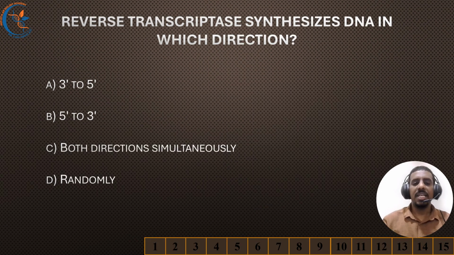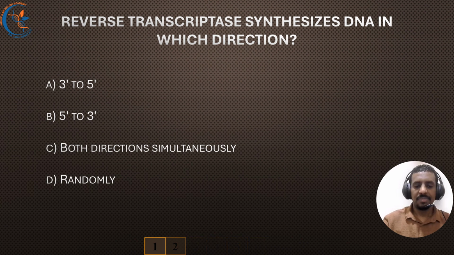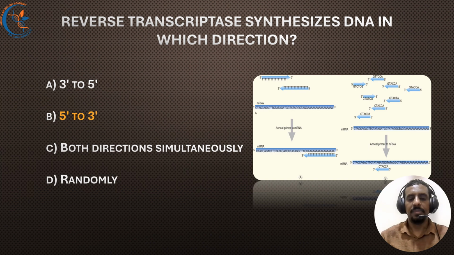The next question: reverse transcriptase synthesizes DNA in which direction? 3 to 5, or 5 to 3, or both directions? The correct answer is 5 prime to 3 prime direction. Actually, like all DNA polymerases, reverse transcriptase adds nucleotides to the 3 prime end of the growing DNA strand, synthesizing in the 5 prime to 3 prime direction. All right, let's move on.